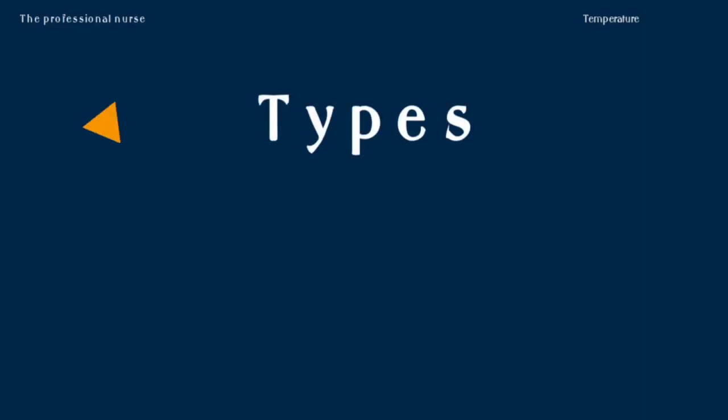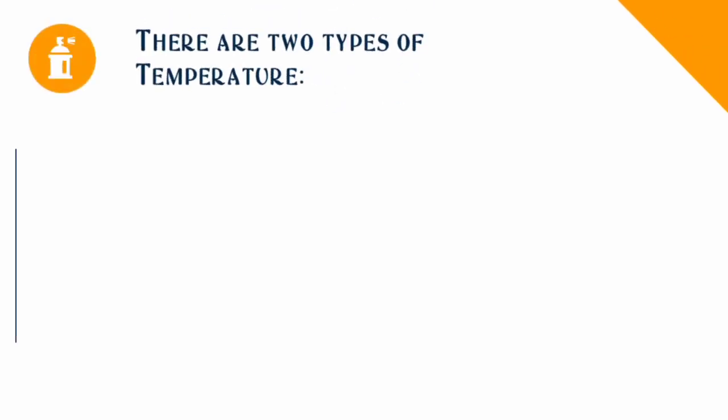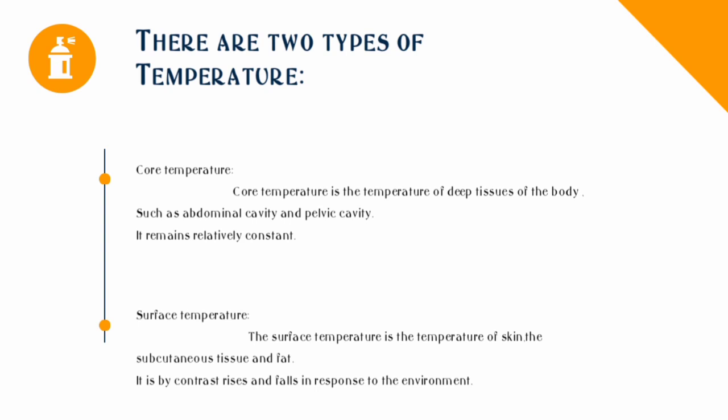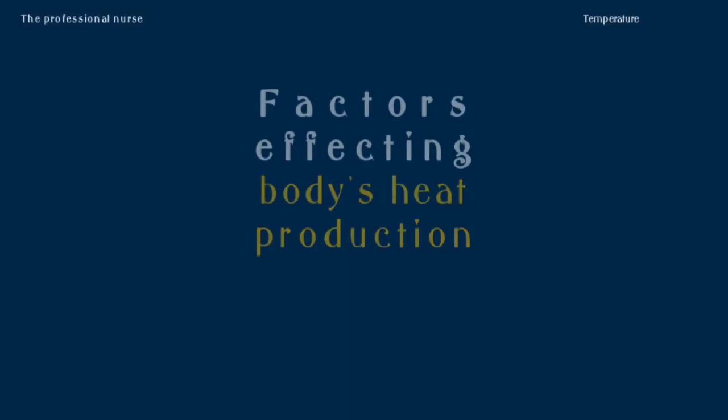There are two types of body temperature: core temperature and surface temperature. Core temperature is the temperature of the deep tissues of the body, such as the abdominal cavity or the pelvic cavity. Core temperature always remains relatively constant. On the other hand, the surface temperature is the temperature of the skin, the subcutaneous tissue, and the fat. By contrast, it rises and falls in response to changes in the environment.